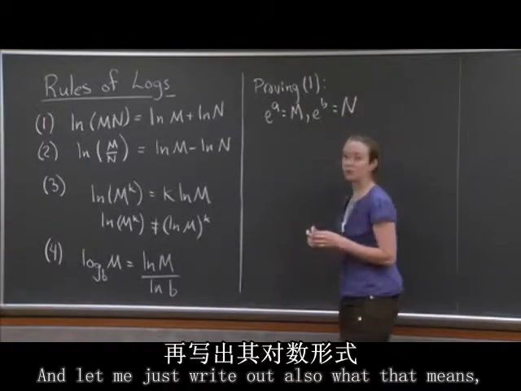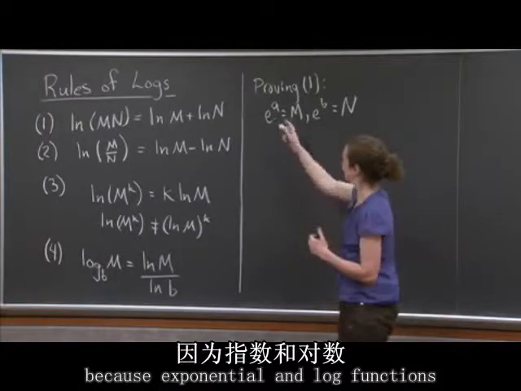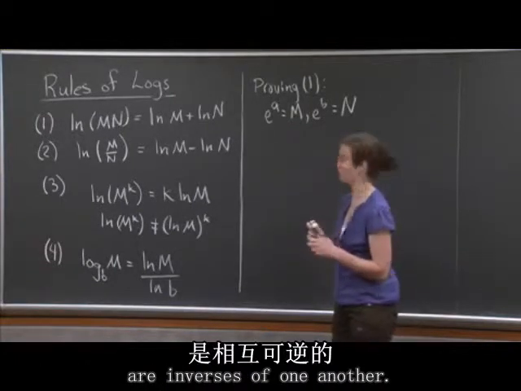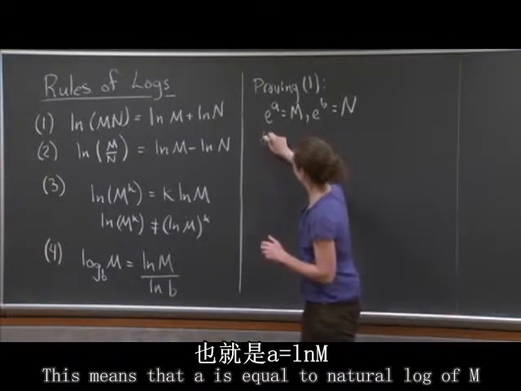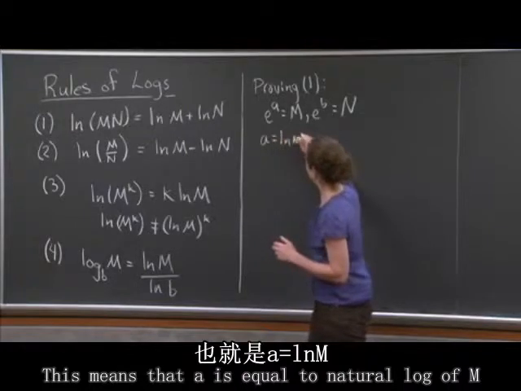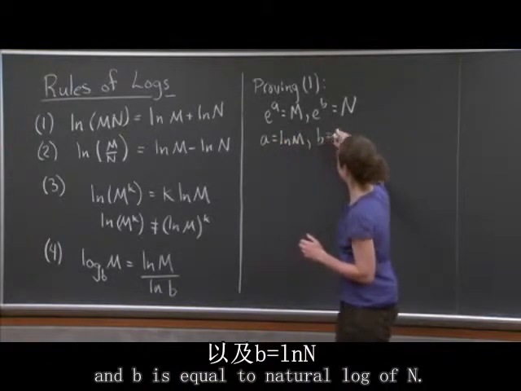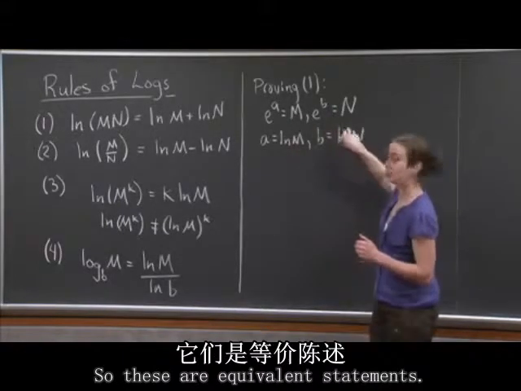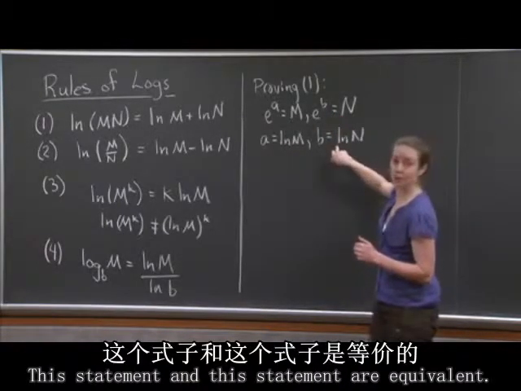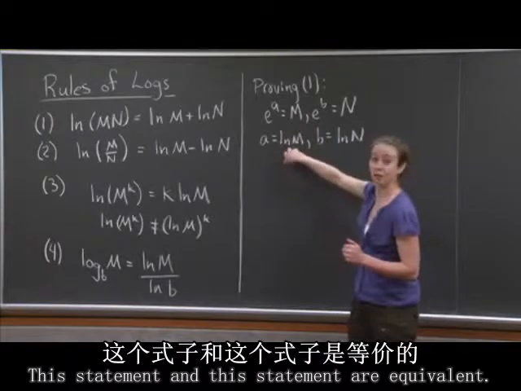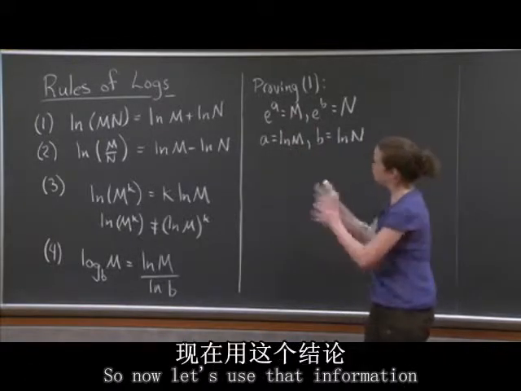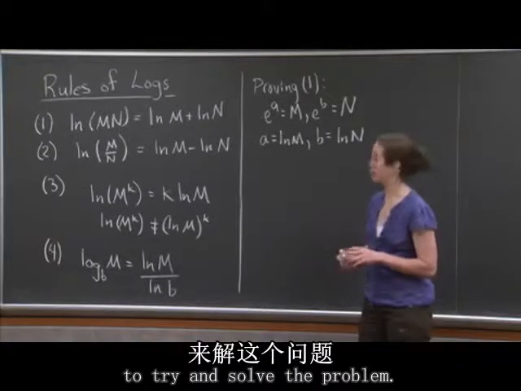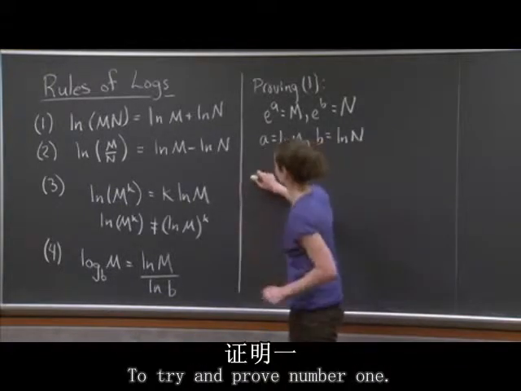And let me just write out also what that means. Because exponential and log functions are inverses of one another, this means that a is equal to natural log of m, and b is equal to natural log of n. So these are equivalent statements. This statement and this statement are equivalent. This statement and this statement are equivalent. So now let's use that information to try and prove number one.